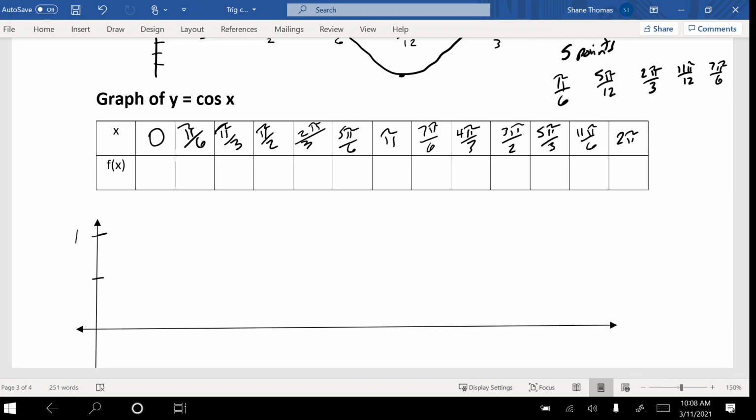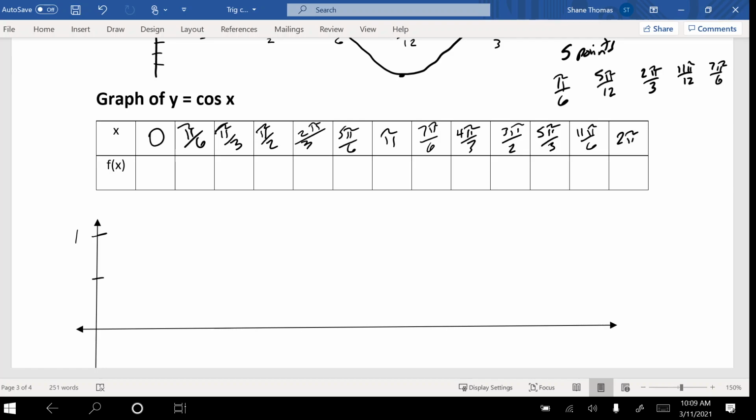Just like we did with sine, I'm going to start with a nice breakdown and a nice graph of what cosine is going to look like for us. I already filled in the x values on the cosine chart for you. That was nice of me, wasn't it? All right, so that's filled in already. Let's go ahead and fill in the values.